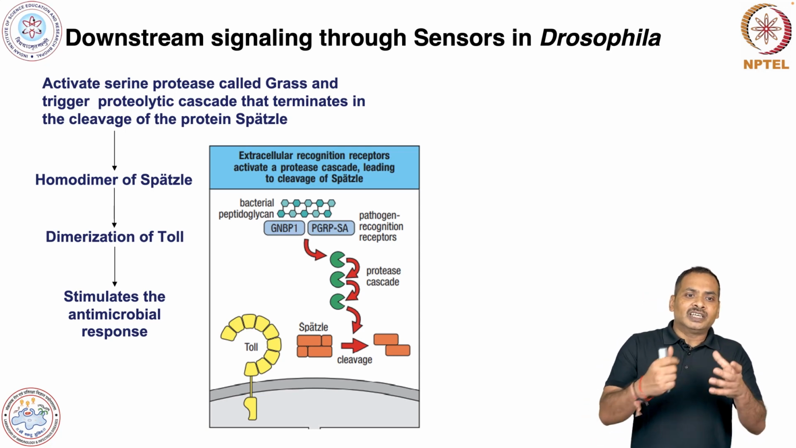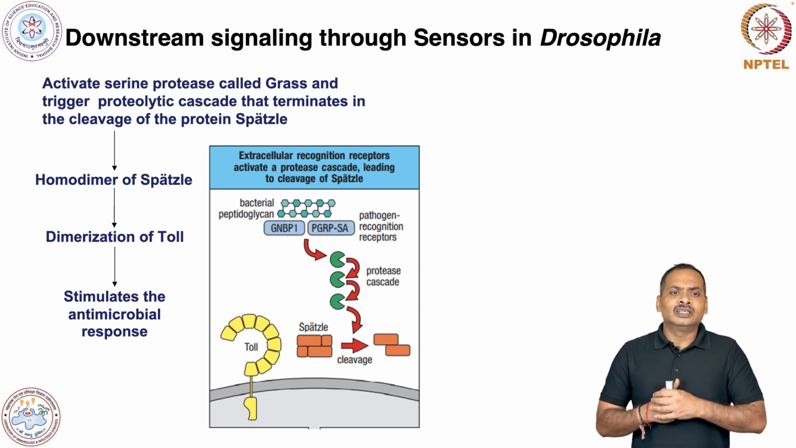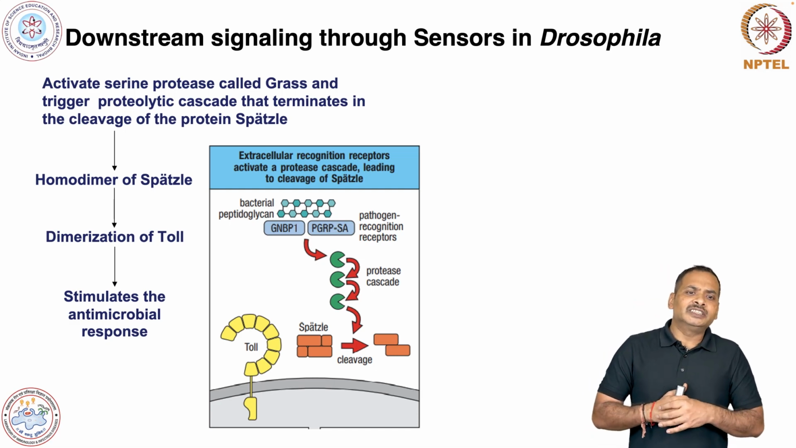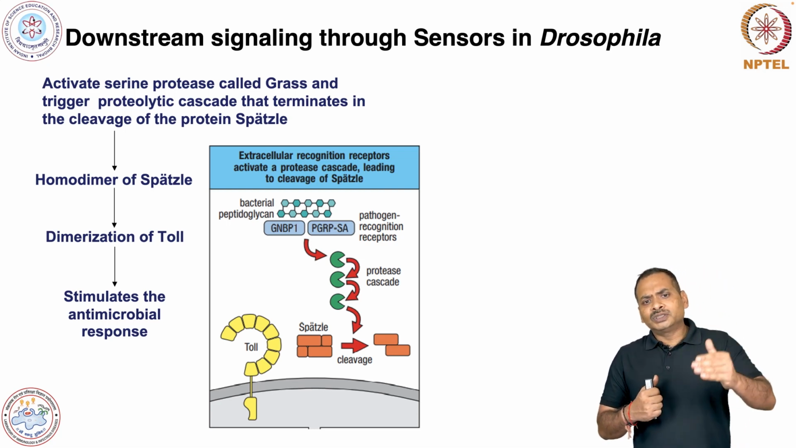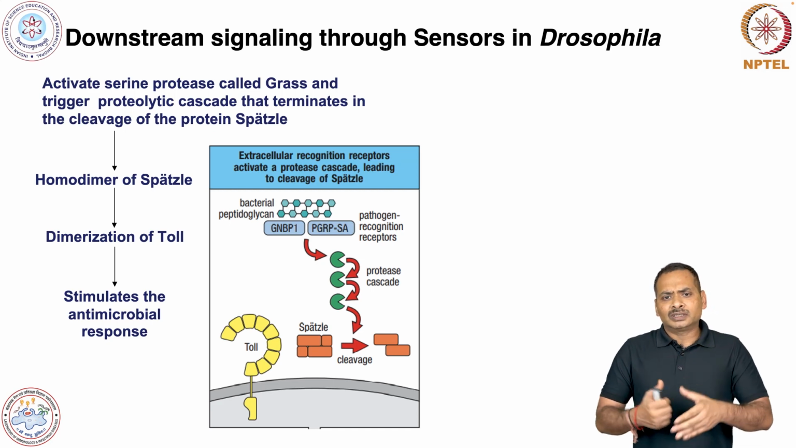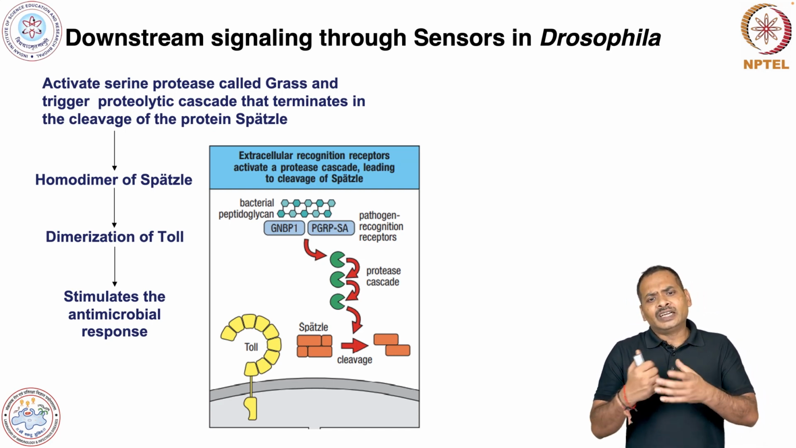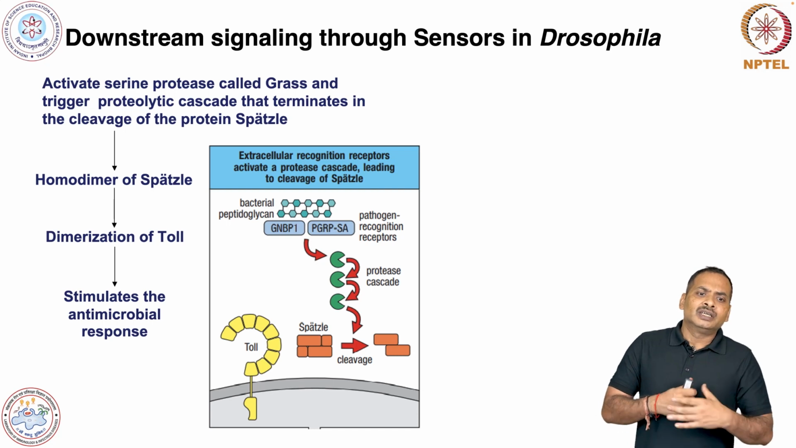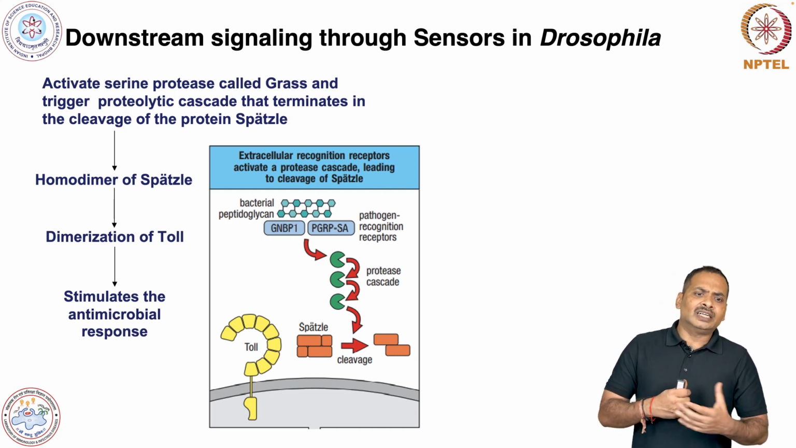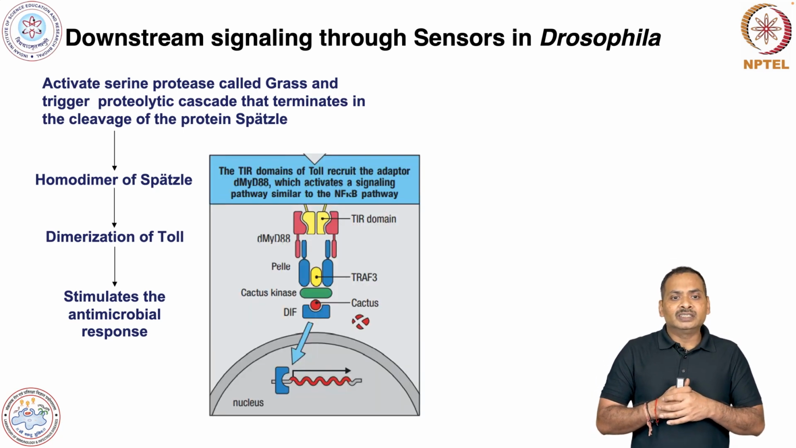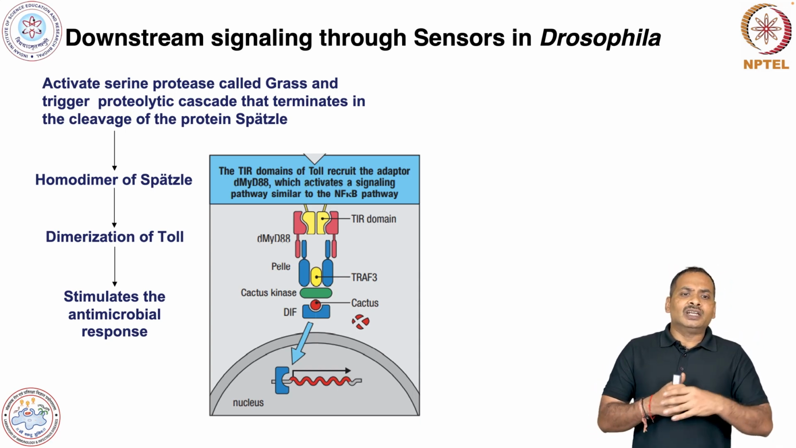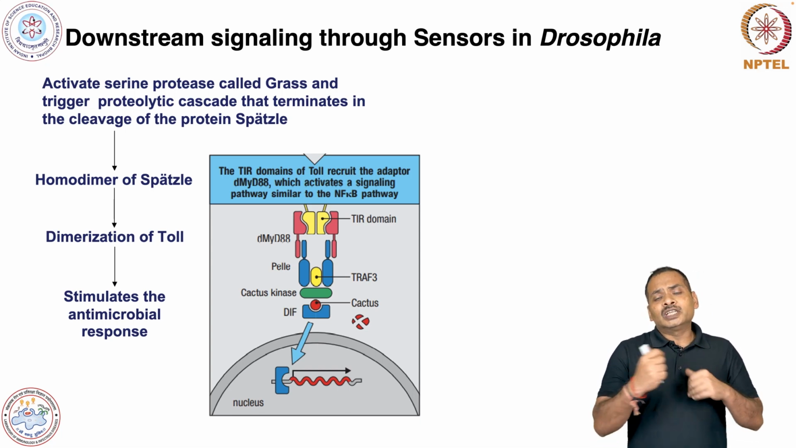Here you can see it's very nicely shown in this slide. In here you can see that there is a peptidoglycan, and this peptidoglycan is sensed by GNBP1 and PGRPSA, and upon sensing, that will activate the protease cascade, and eventually this activates GRAS, okay, and this GRAS basically cleaves the Spatzel protein and makes a dimer, and that will make the dimerization of Toll protein, and then eventually this will activate the downstream signaling, and towards the end it will activate the Diff protein, okay, which is closely associated with a protein known as Cactus, okay.